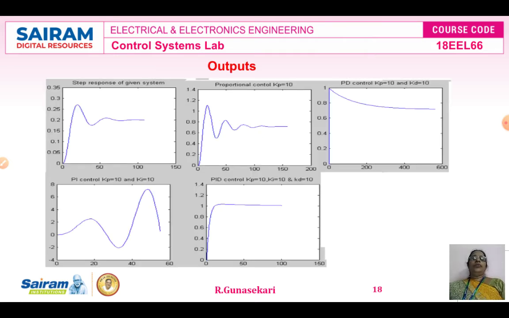Now you can see this is the output. The first figure is the step response of the given system. Then next, for the given second order system, if we use the P controller, that is the second graph. This is the second graph.